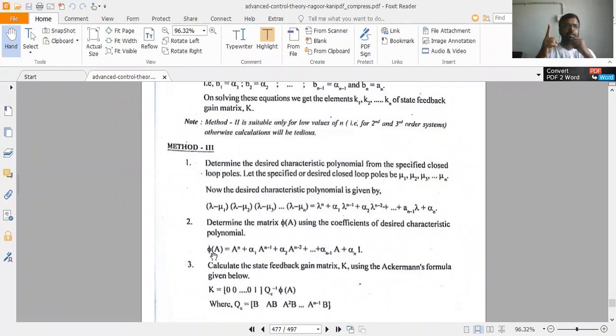First, we have to obtain the desired characteristic equation, and the second one is we have to determine the matrix, that is phi of A is equal to A power n plus alpha 1 into A power n minus 1 plus alpha 2 into A power n minus 2, and so on up to alpha n into I. That means the last element has to be multiplied with the identity matrix. Here small n is nothing but the order of the equation.